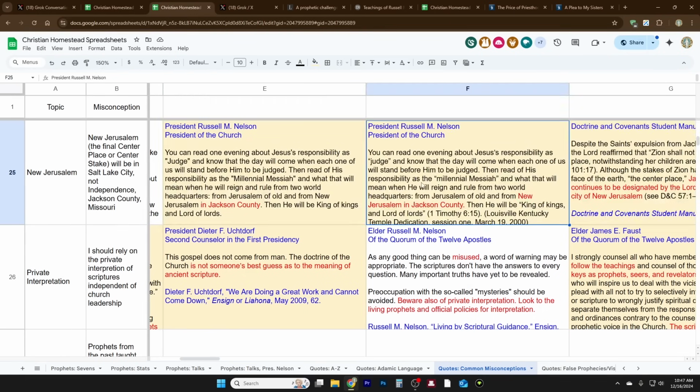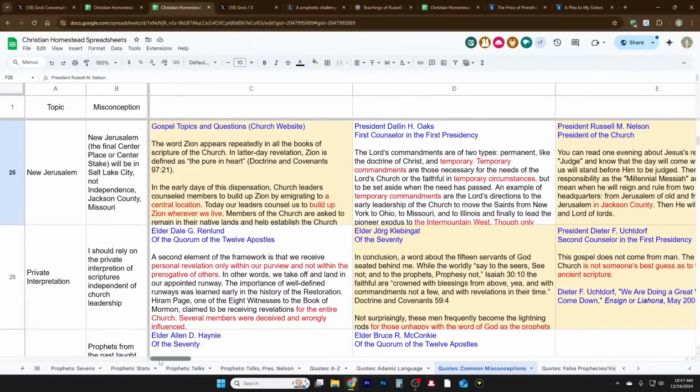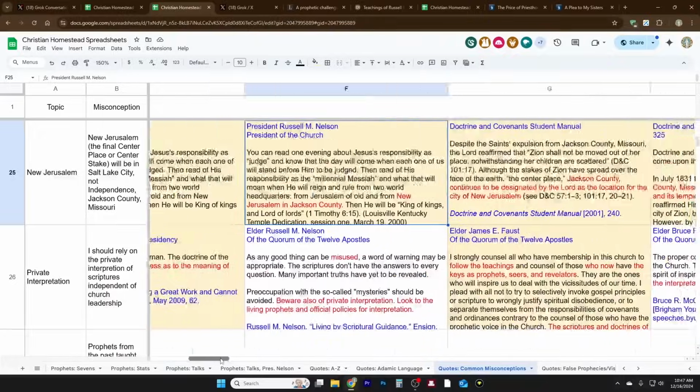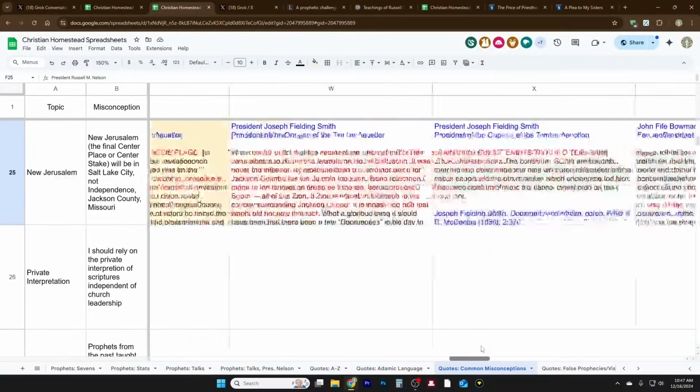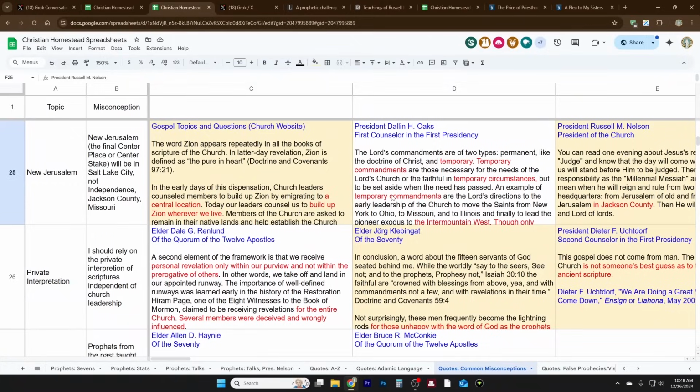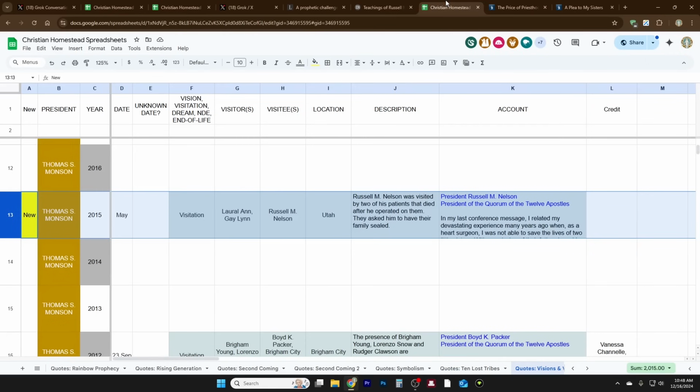So anyway, even though it's the exact same quote, it just kind of shows you that he really does believe that the New Jerusalem is going to be in Jackson County. That's also what it says on the church website when you go to gospel topics and questions. And there's just so much more. You can just read through all these quotes. It's been repeated time and time again. So anyway, let's move on to the third thing.